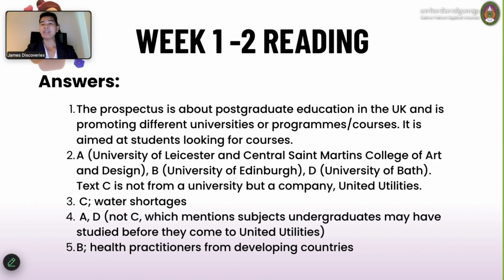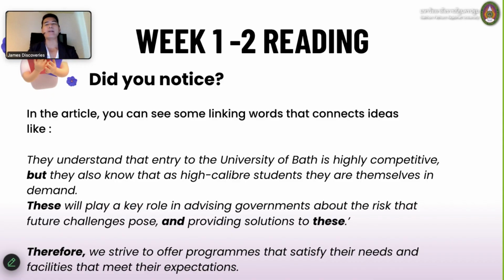For number three, the answer is C, water shortages. And number four, the answer is A and D, not letter C, which mentions subjects undergraduates may have studied before they come to United Utilities. In number five, the answer is letter B, health practitioners from developing countries. All right, very good. A big round of applause, because you are reading properly.